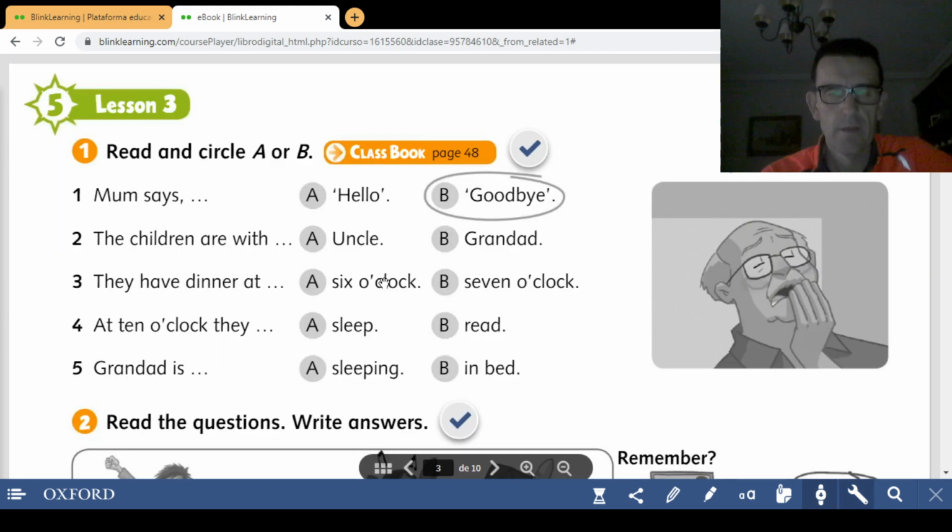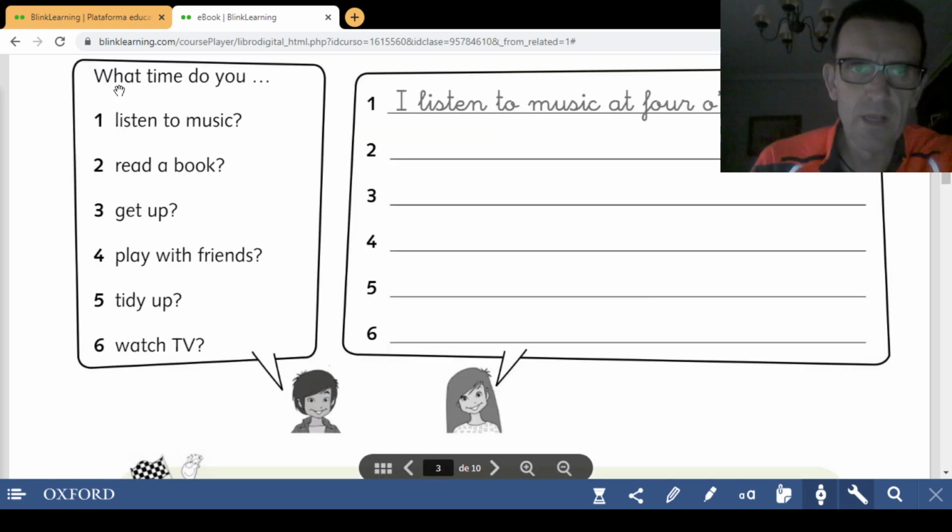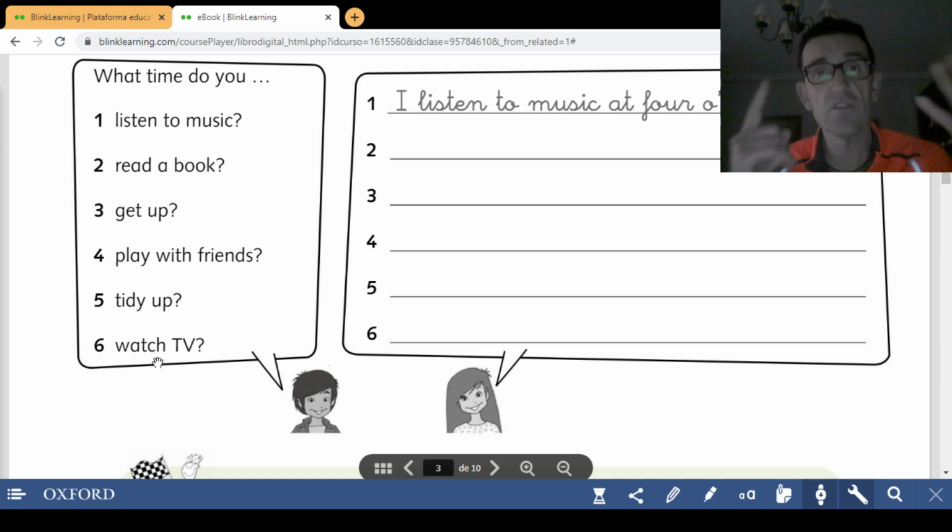Well, once you have finished, we can continue with the activity number 2. Activity number 2 is very simple. It's very easy. It's read the questions. Lee las preguntas. Which questions here? What questions we have here? What time do you listen to music? What time do you read a book? What time do you get up? What time do you play with friends? What time do you tidy up? What time do you watch TV? So you have 6 questions starting with what time, okay?